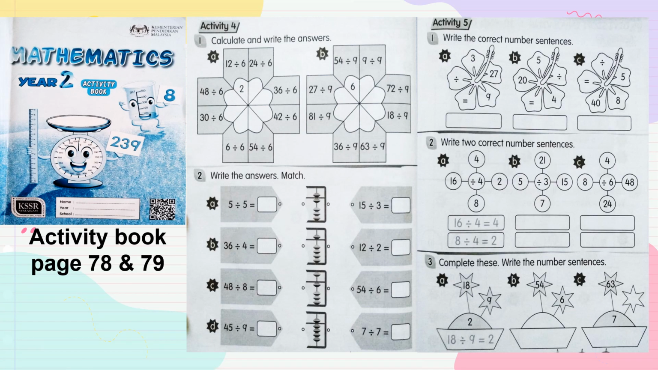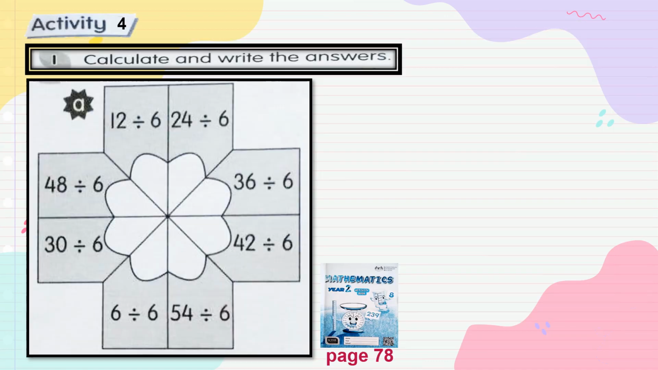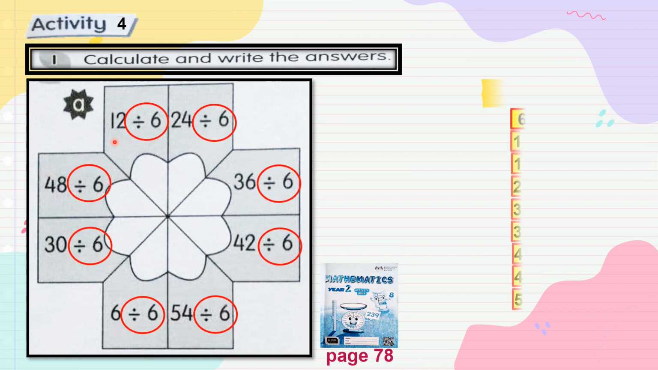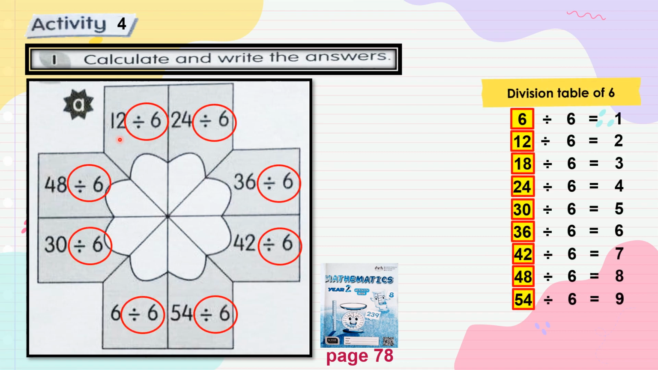Let's do activity book page 78 and 79. Activity 4. Read the instruction. 1. Calculate and write the answers. Look at A. First, we find what the division table that we will use. Yes, 6. So, we will use division table of 6.